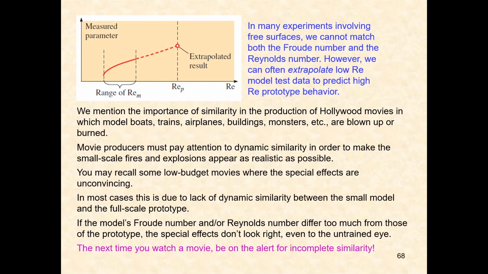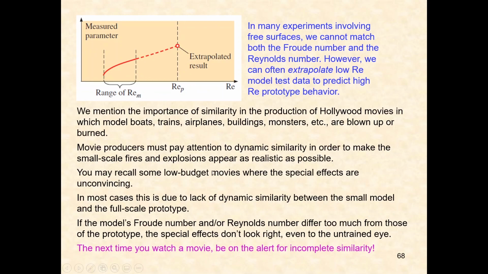So in many experiments, we cannot really match the number. This is what we mentioned about the four options: in the experiments we can only run within this range of Reynolds number, but the one we are interested in lies somewhere in this region. So what we can do is extrapolate, so that we can predict the results for that particular Reynolds number.